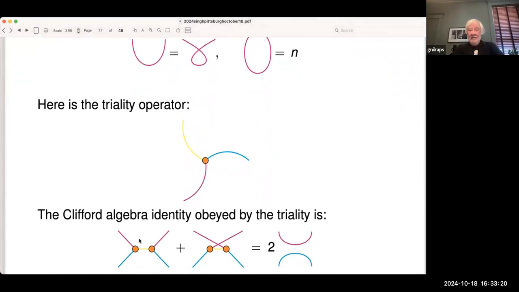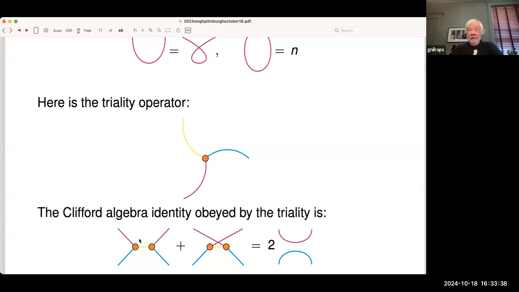So here's a picture of the triality operator. You think of it as acting on vectors. The vectors would be attached: if it was, say, a yellow vector, you'd put it on the yellow end, or a blue vector on the blue end, or a red vector on the red end. But the point is that you don't need the actual vectors themselves.